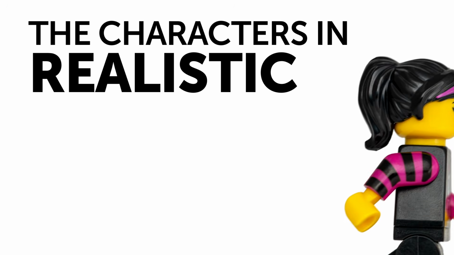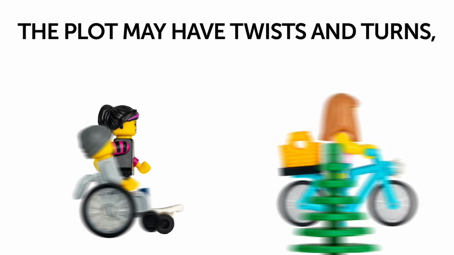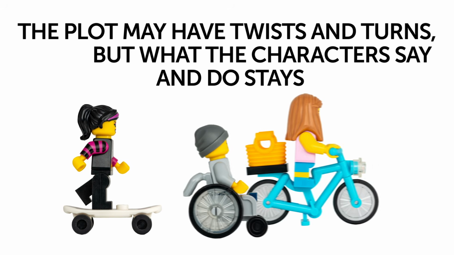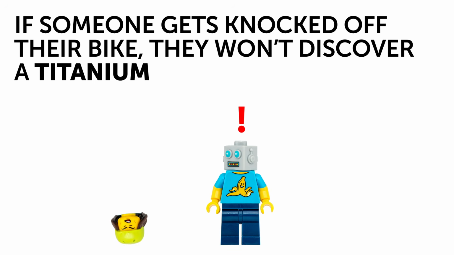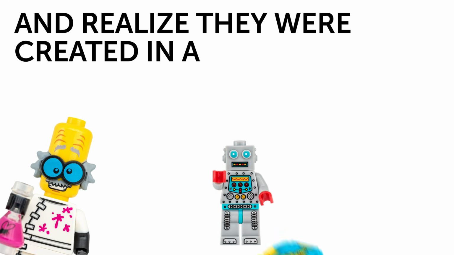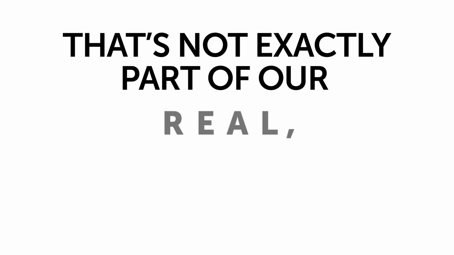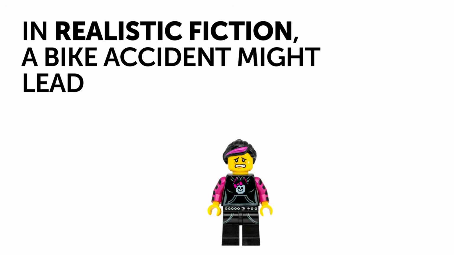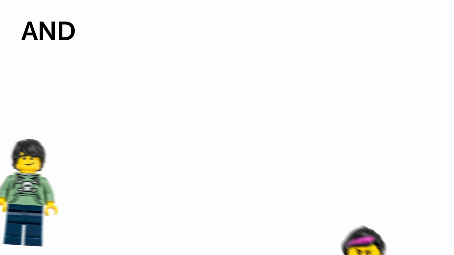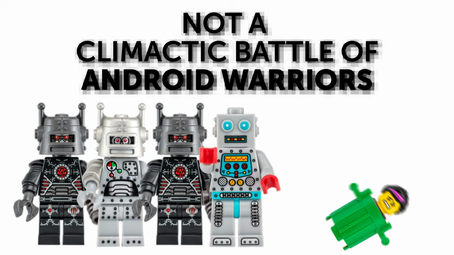The characters in realistic fiction act in realistic ways. The plot may have twists and turns, but what the characters say and do stays believable. If someone gets knocked off their bike, they won't discover a titanium endoskeleton under their skin and realize they were created in a lab to lead a robotic army. That's not exactly part of our real, everyday experience. In realistic fiction, a bike accident might lead to tears and hurt feelings and maybe a middle school prank war, not a climactic battle of android warriors.